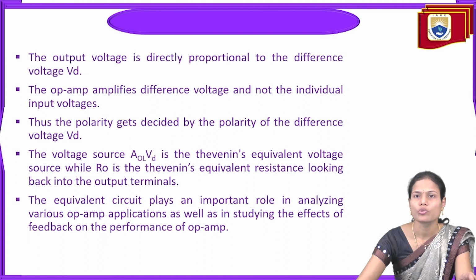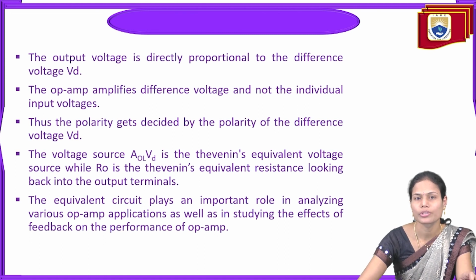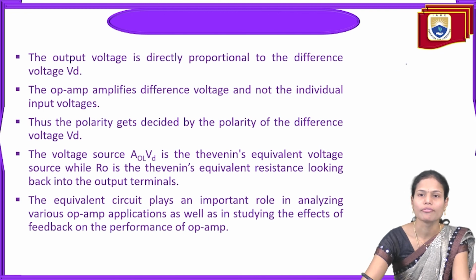Here the output voltage is directly proportional to the differential input voltage VD. So this operational amplifier will amplify the difference voltage. It cannot amplify the individual input voltages. Always it will take two voltages. Suppose one of the inputs is 0, but overall it will take two voltages into consideration. And the output signal polarity is decided by the polarity of the differential voltage VD.